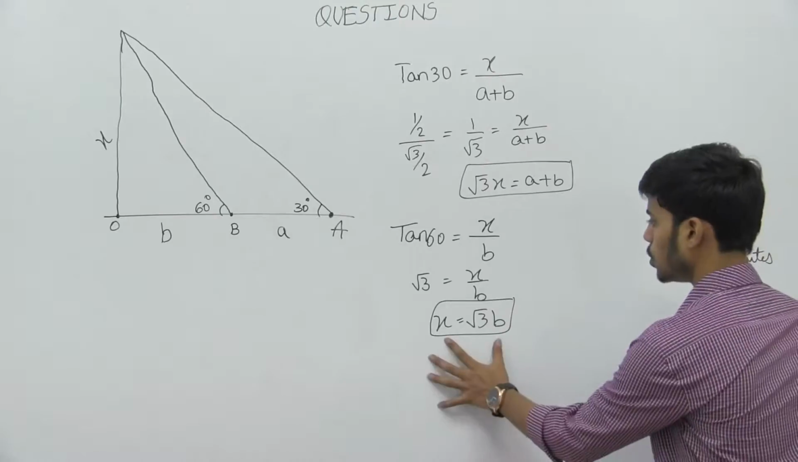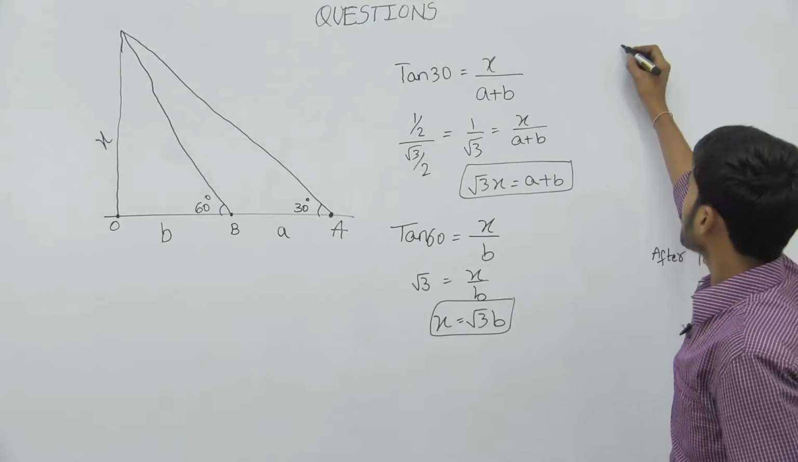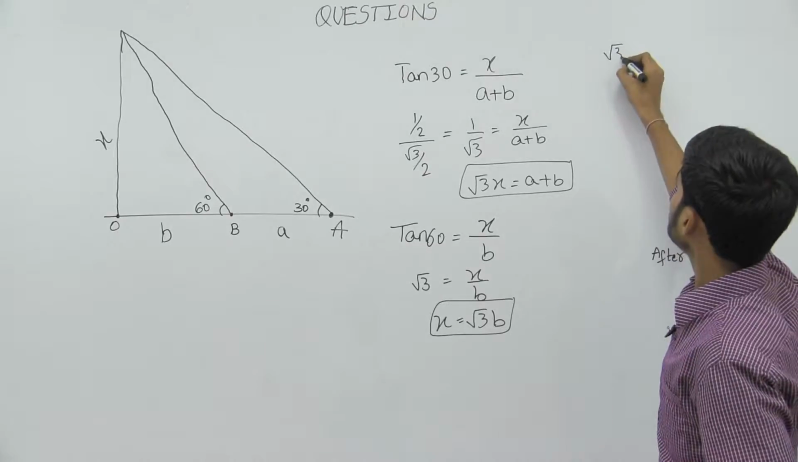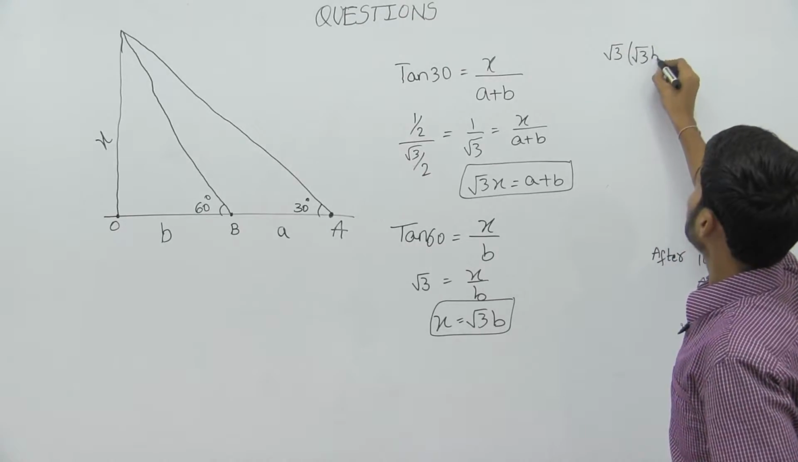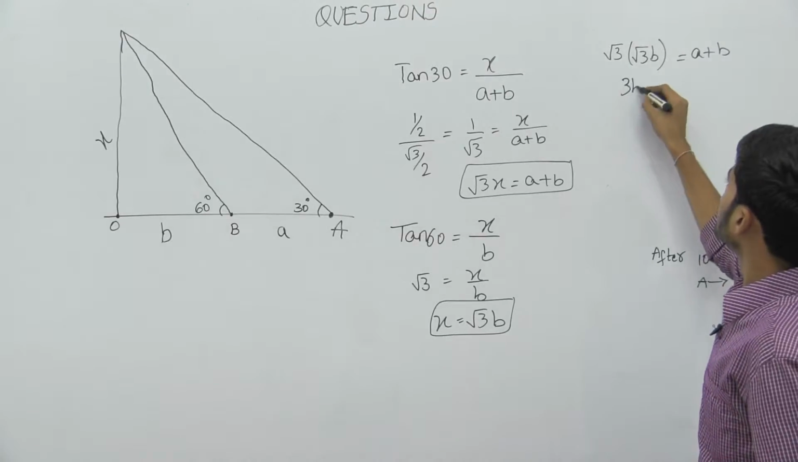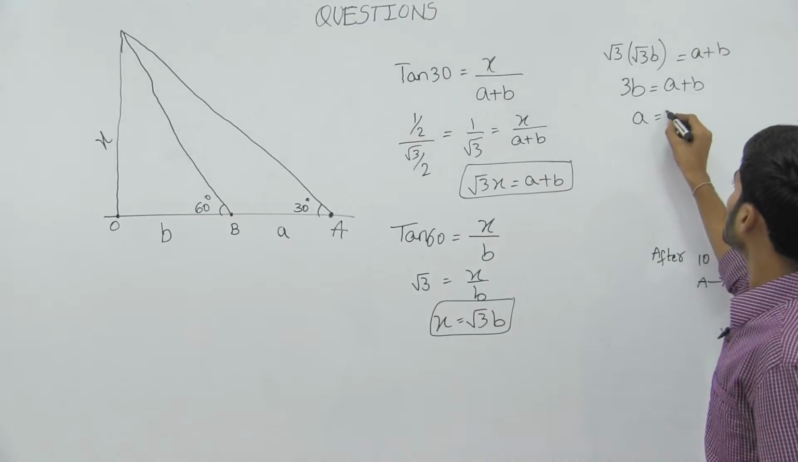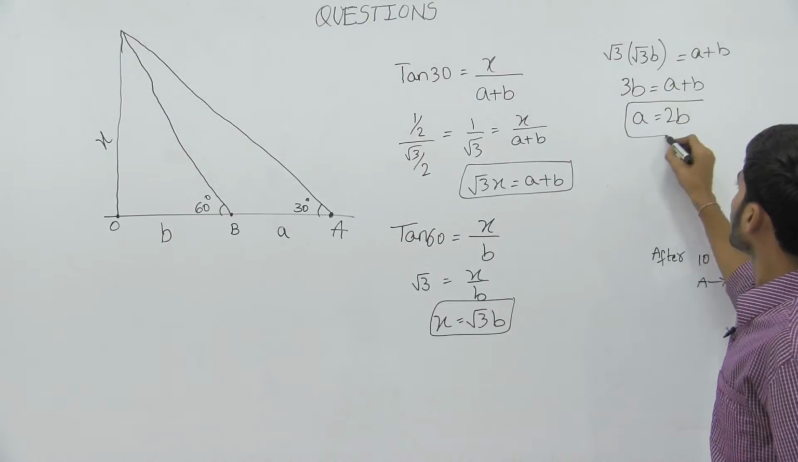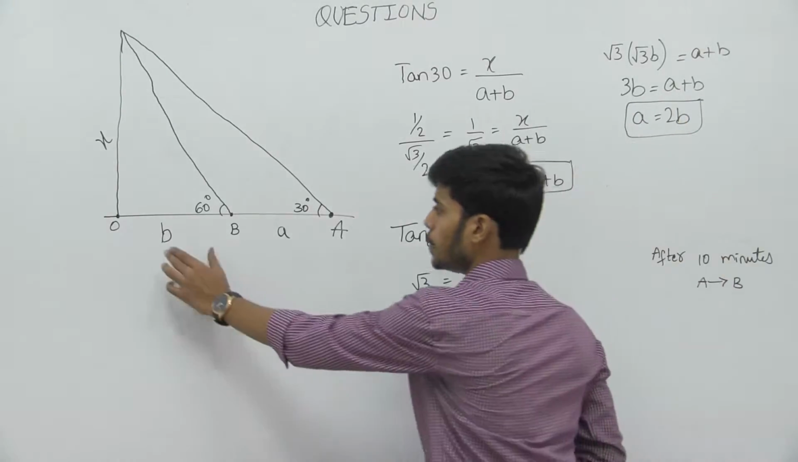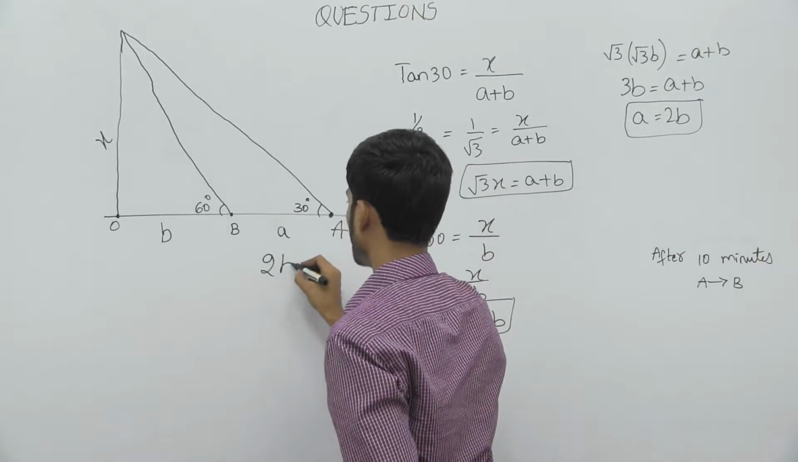Now let's substitute the value of x into the first equation. We get root 3 into root 3b is equal to a plus b. So 3b is equal to a plus b, a is equal to 2b. So this is b, and this is equal to 2b.